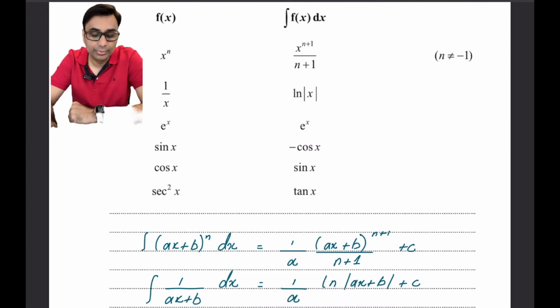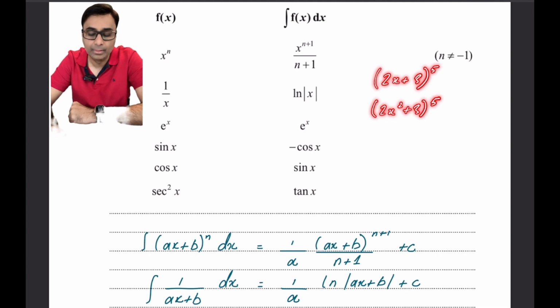So you can get 2x plus 3 to the power 5 to be integrated, but you will not get 2x squared plus 3 to the power 5 to be integrated. And even if something like that happens, you can't really apply this formula. So the limitation is that every time x is replaced, it should always be replaced by some linear function of x. That's the only time you can integrate it by using these formulas.